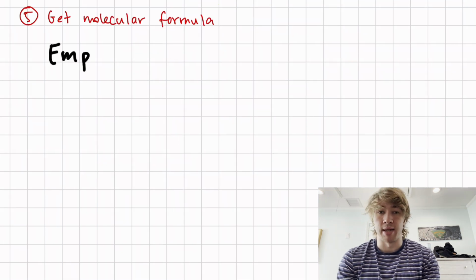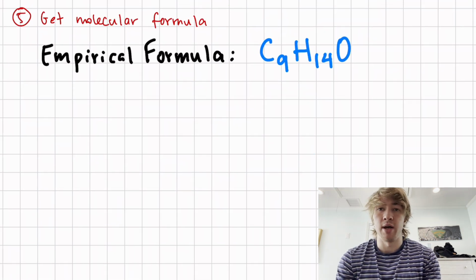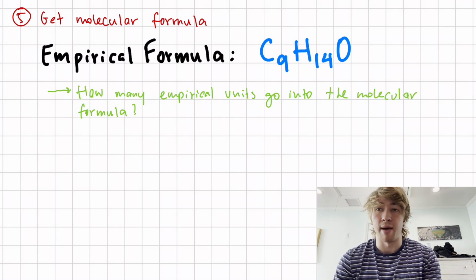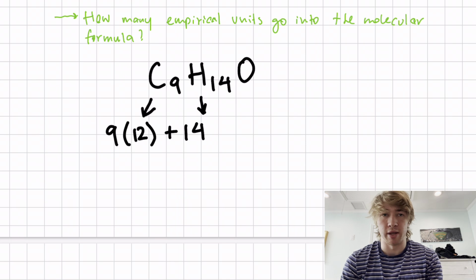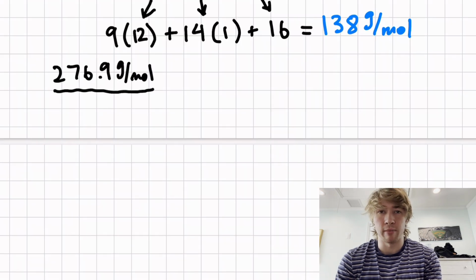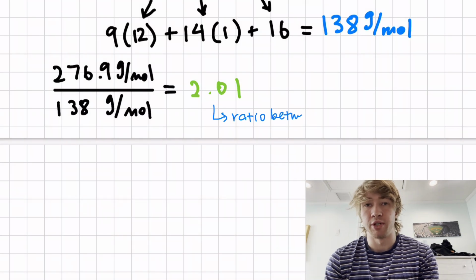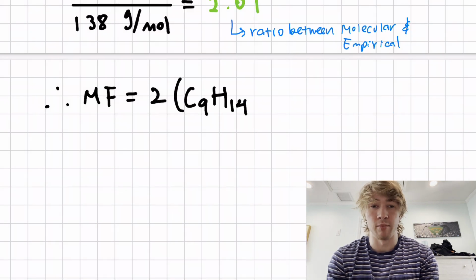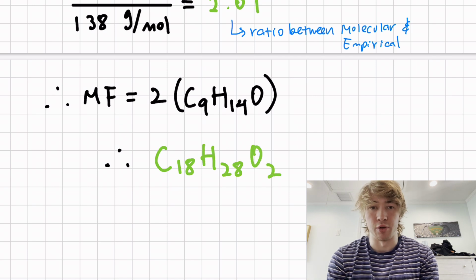Finally, to get molecular from empirical formula, we have to ask ourselves how many empirical units go into the molecular weight. The mass of the empirical formula is 138 grams per mole, and if we divide the molar mass by that, we'll get a ratio of 2, which tells us that we have to multiply the empirical formula by 2 in order to get a final molecular formula of C18H28O2.